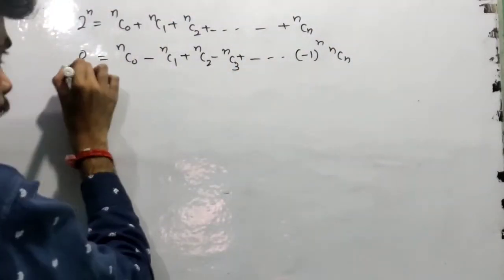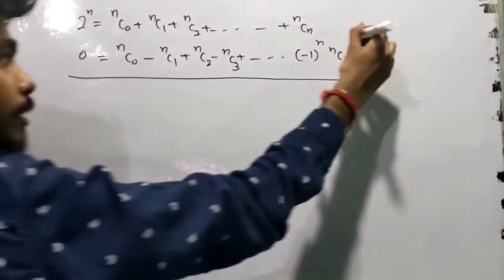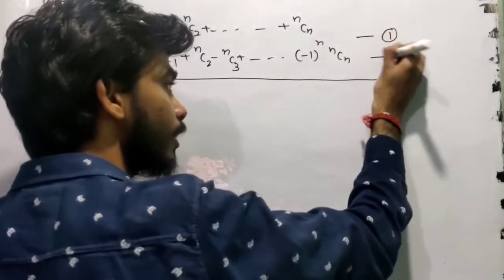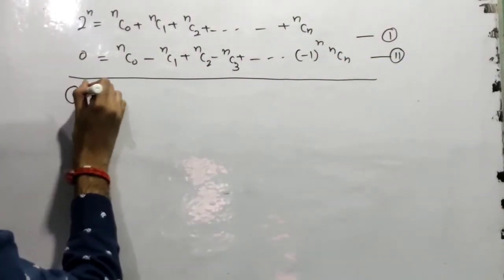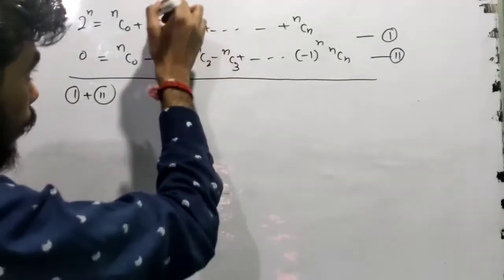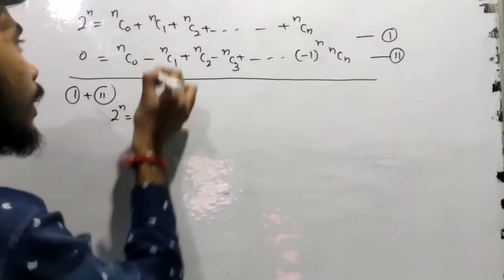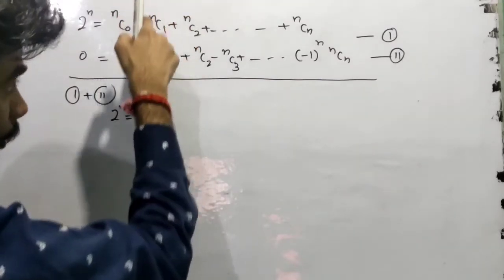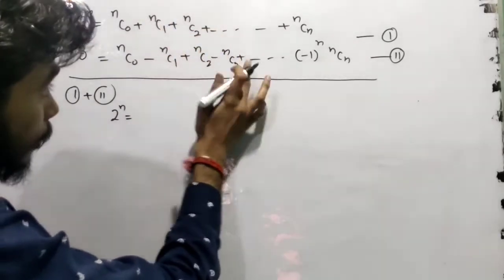Then we are going to add them. Let this be the first equation and this the second equation. So add first and second. When you add the first and second equations, this becomes 2 to the power n + 0, that is 2 to the power n. nC1 and nC1, one is plus and one is minus, so they cancel out. So here all the odd terms get cancelled out.